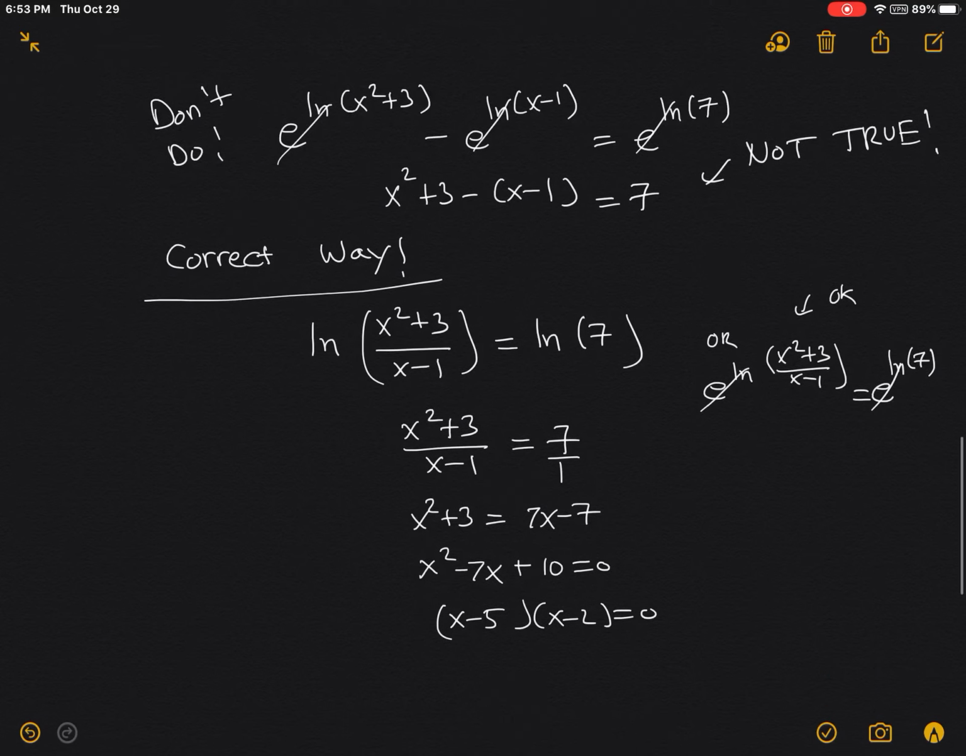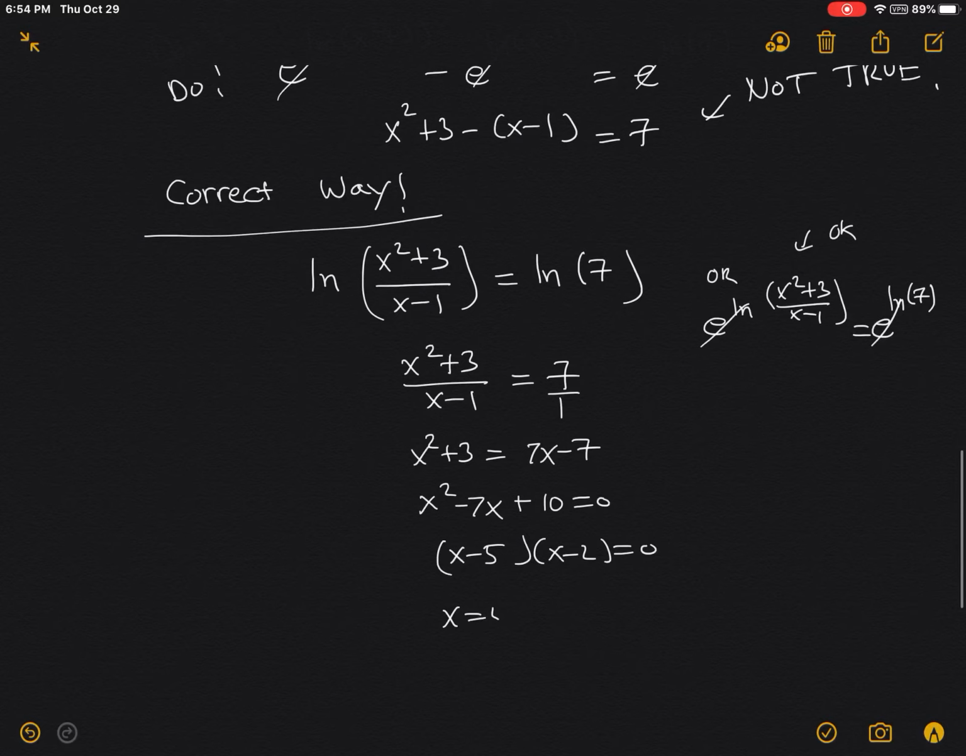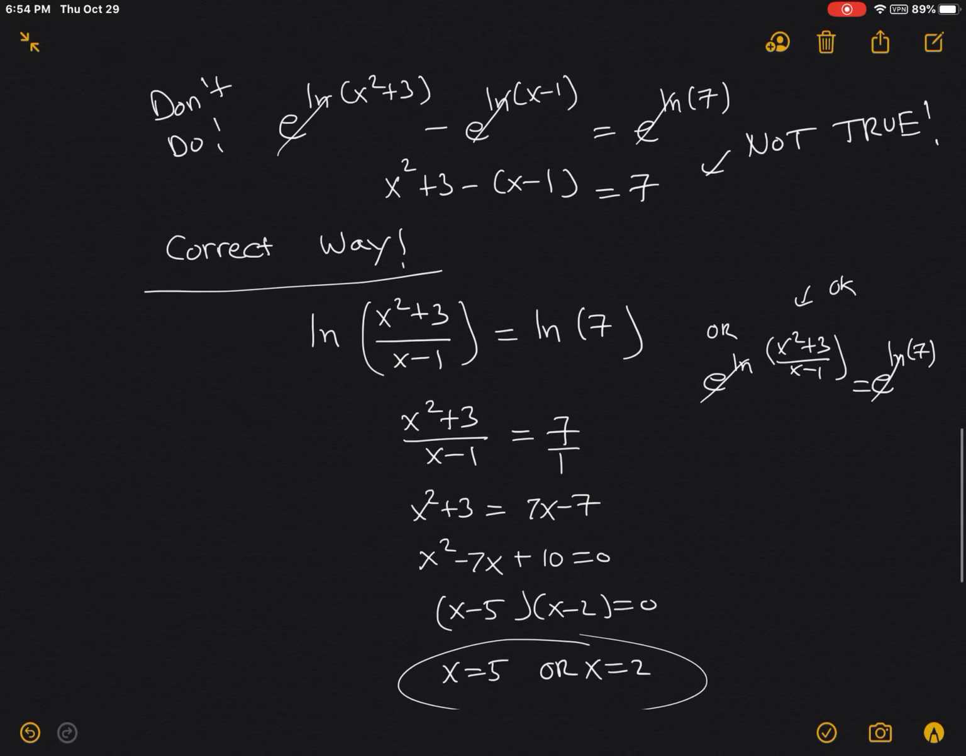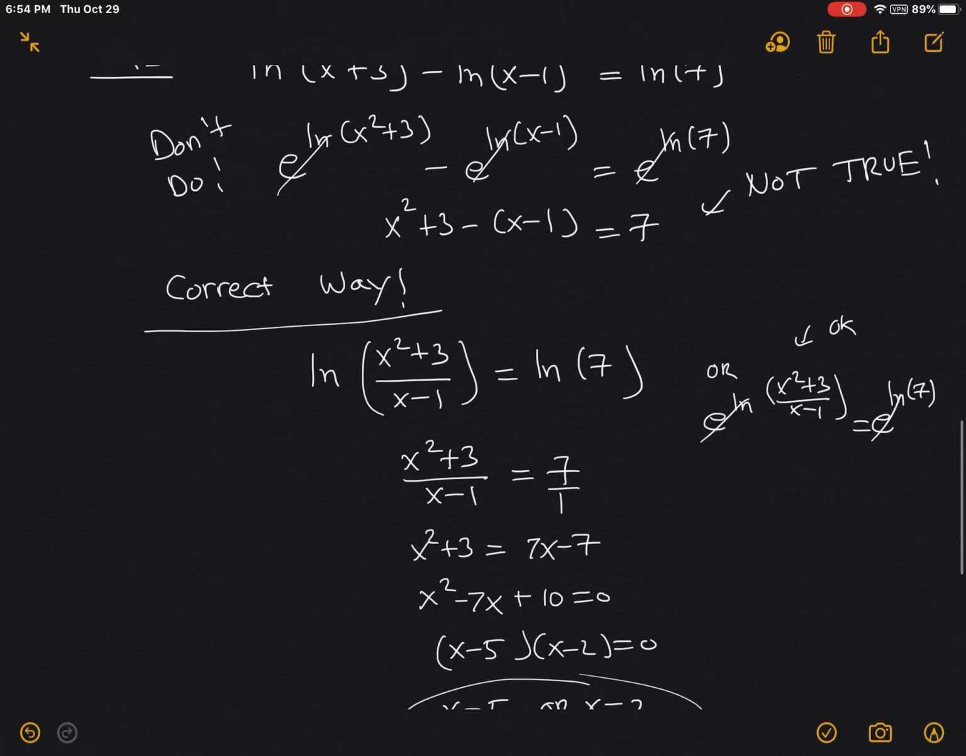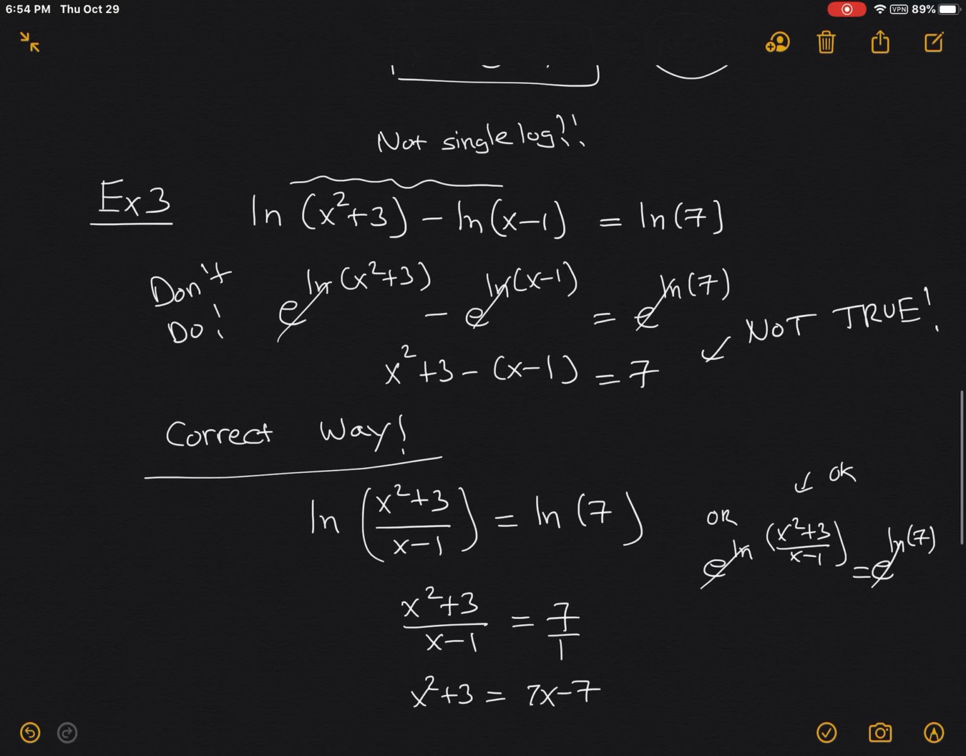Is equal to 0, right? You have x minus 5, x minus 2, and you're going to get two solutions. X is equal to 5 or x is equal to 2. Now make sure you check 5 and 2 back into the original, right?